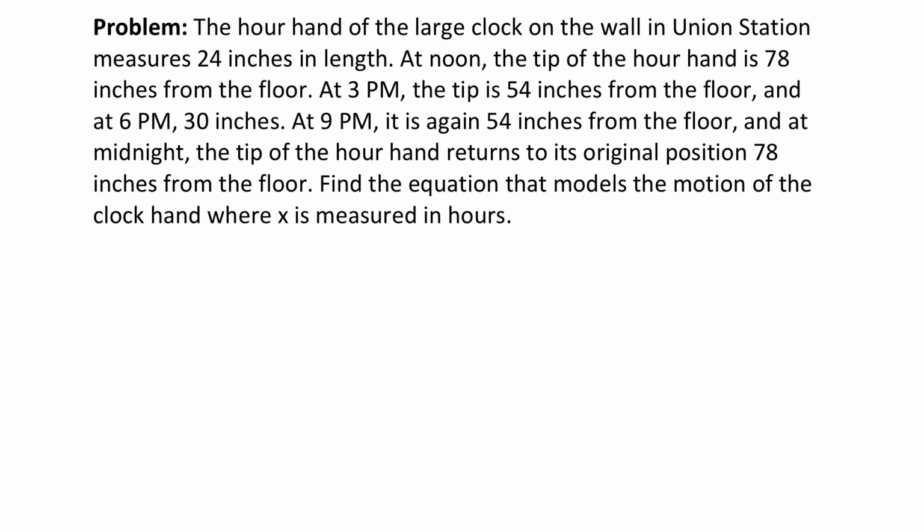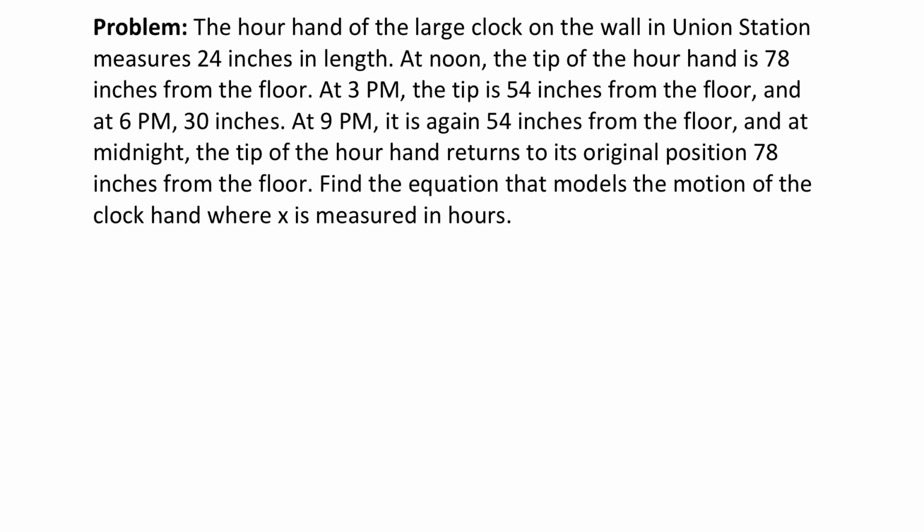An hour hand on a large clock on the wall of Union Station measures 24 inches. At noon, the tip of the hour hand is 78 inches from the floor. At 3 p.m. it's 54, at 6 p.m. it's 30, then 54, and then 78. Find the equation that models the motion of the clock hand where x is measured in hours.